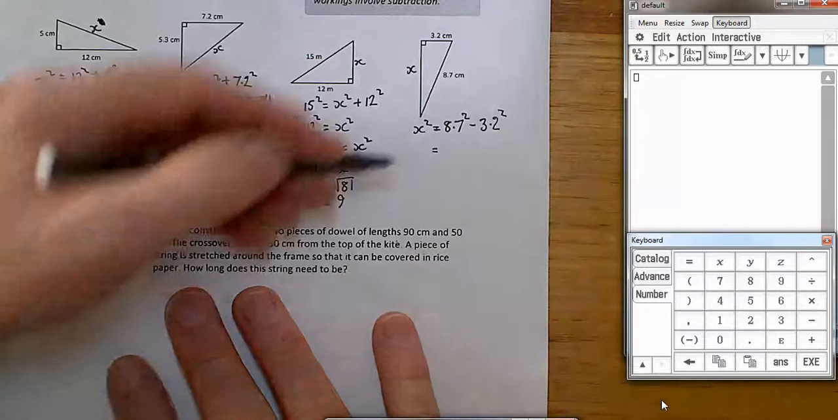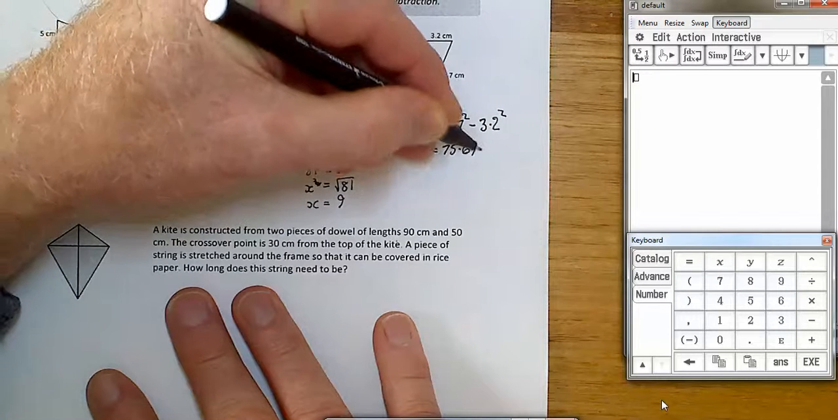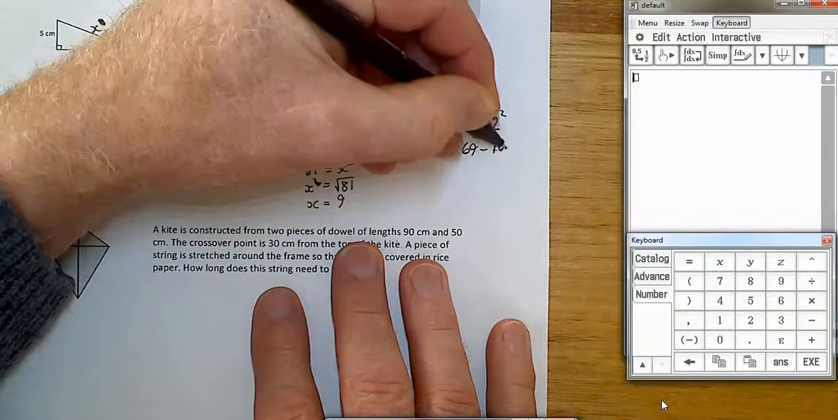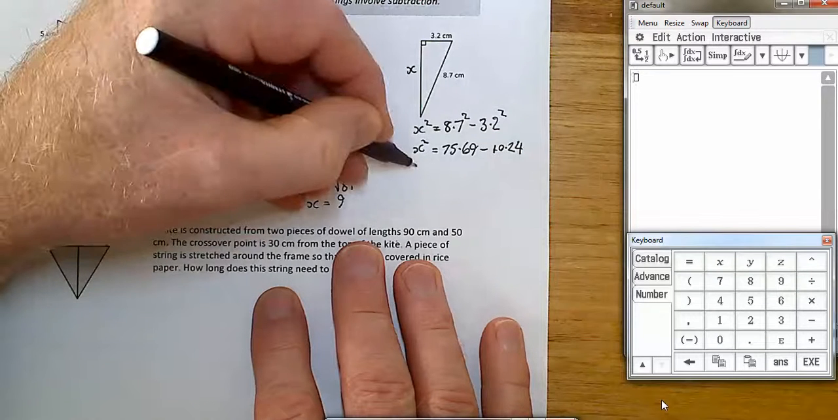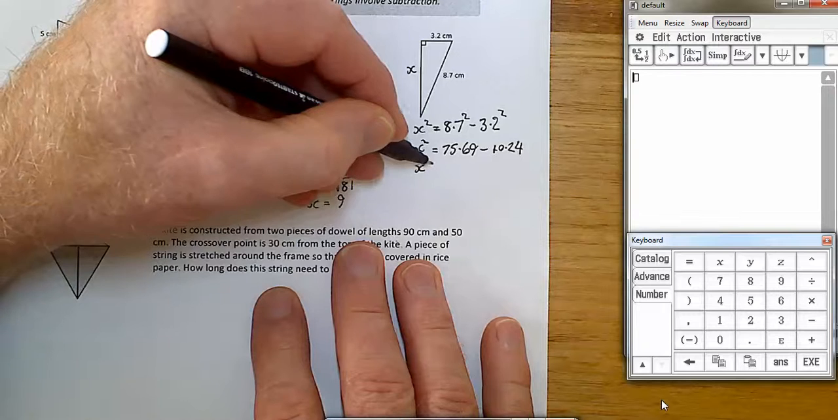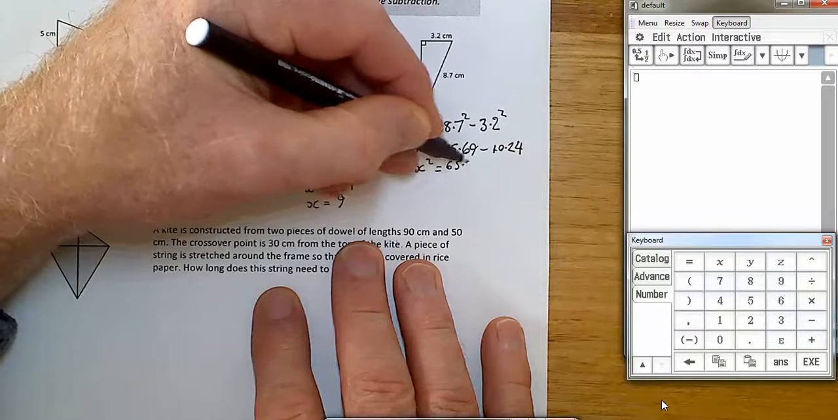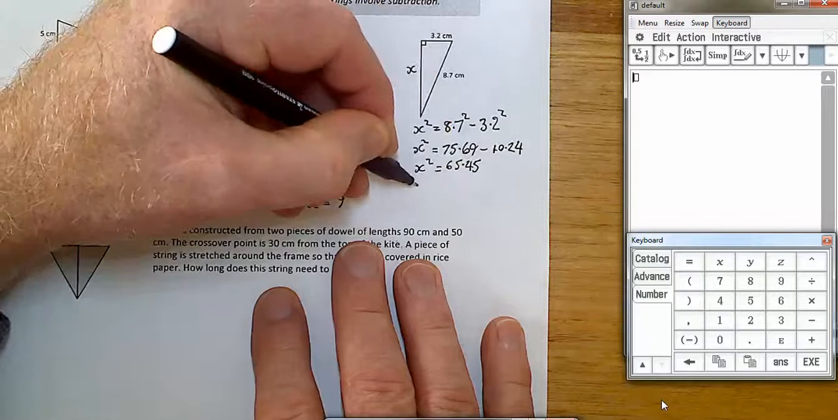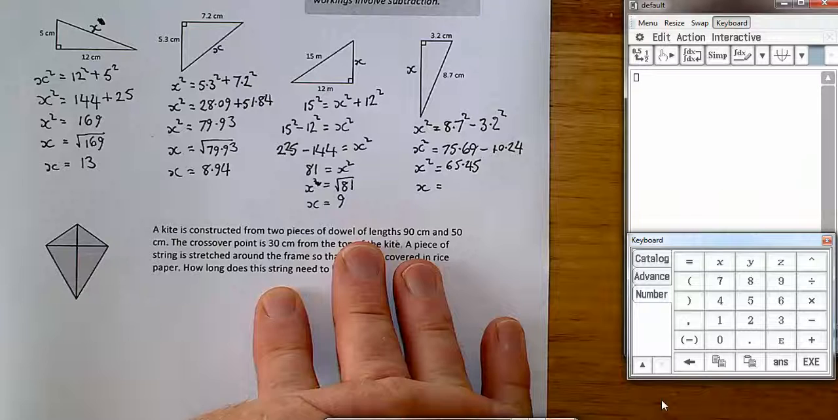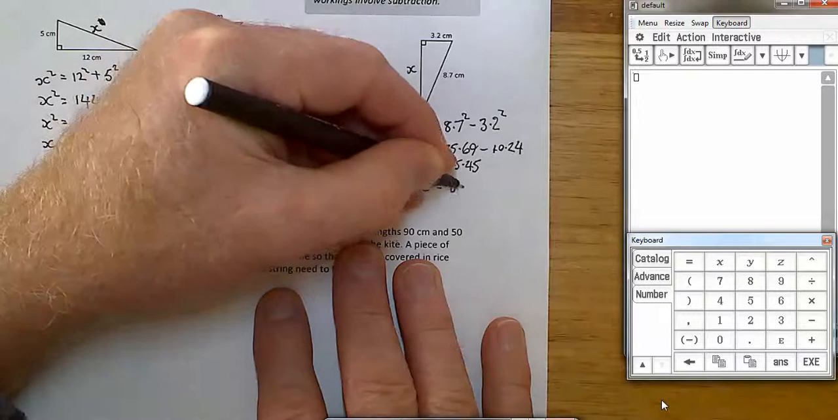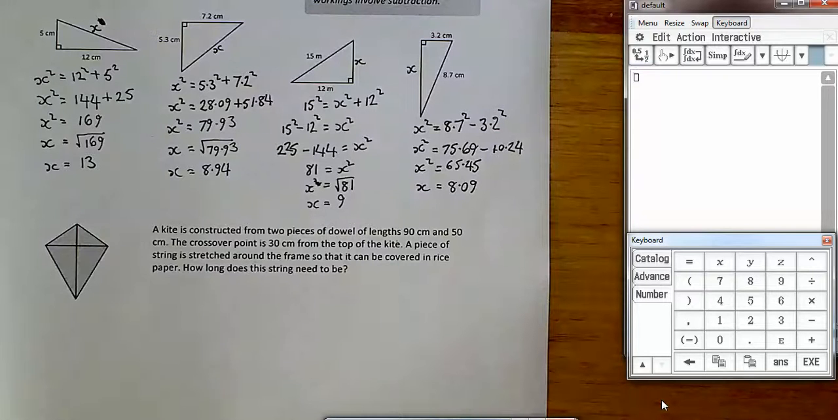So what we've got, 8.7 squared is 75.69, take away 10.24. And that means x squared is equal to 65.45, or taking the square root of both sides to find x equals 8.09. You might like to check those calculations for yourself.